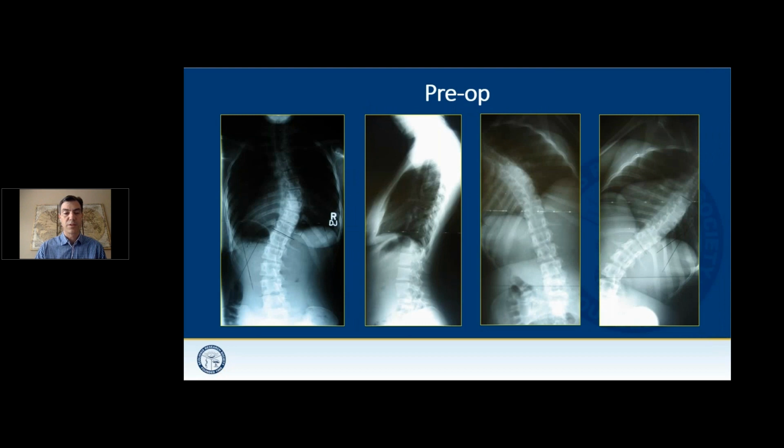And this is what she looked like. Again, her x-rays are on the left side. This is her standing up x-ray. You can see her curvature, which measured around 50 degrees, or slightly over 50 degrees. And this is what she looked like from the side.